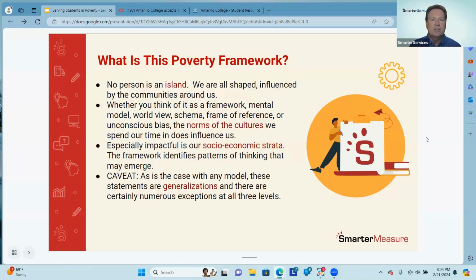And one of the main ways they influence us is through our socioeconomic strata. The framework identifies different patterns of thinking that emerge after a person has spent considerable time in any of the three different socioeconomic strata.